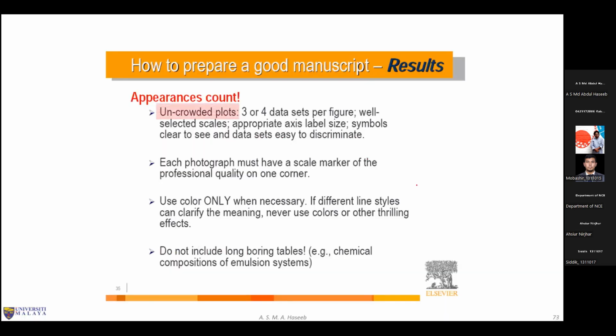And don't put too much information in one figure. Don't make it overcrowded. 3 to 4 sets of data per figure is good enough. Otherwise, if you put a lot of curves in one figure, then it's difficult to read.